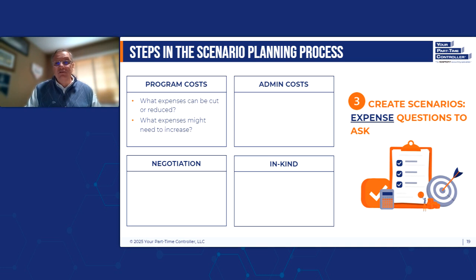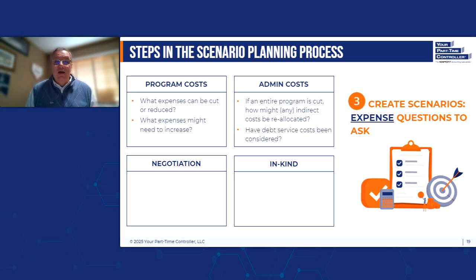On the admin side, you want to look at, if you're going to cut an entire program, how are your indirect costs going to be reallocated? Because the reality is that those costs still are being absorbed and they need to be spread against the remaining programs. Have debt service costs been considered?